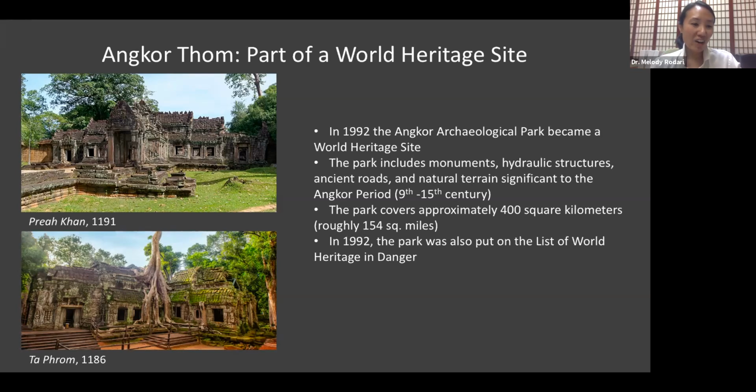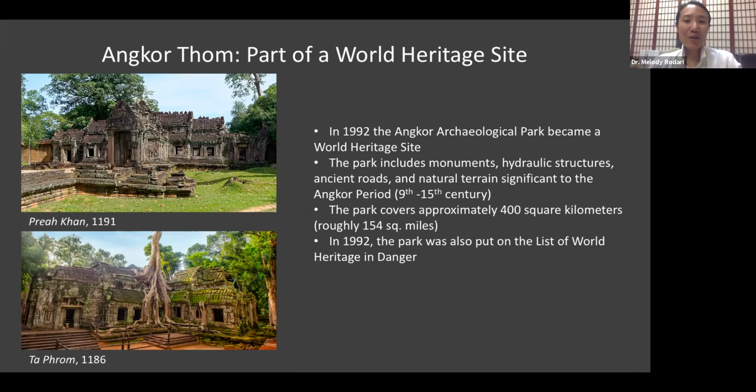What you're seeing here are two well-known temples that were built under Jayavarman VII's reign. They're not located within Angkor Thom itself, but I just wanted to include them. Ta Prohm is probably one of the most famous because it's been overtaken by these trees. I think it actually makes a vignette in Tomb Raider, which I have yet to see.